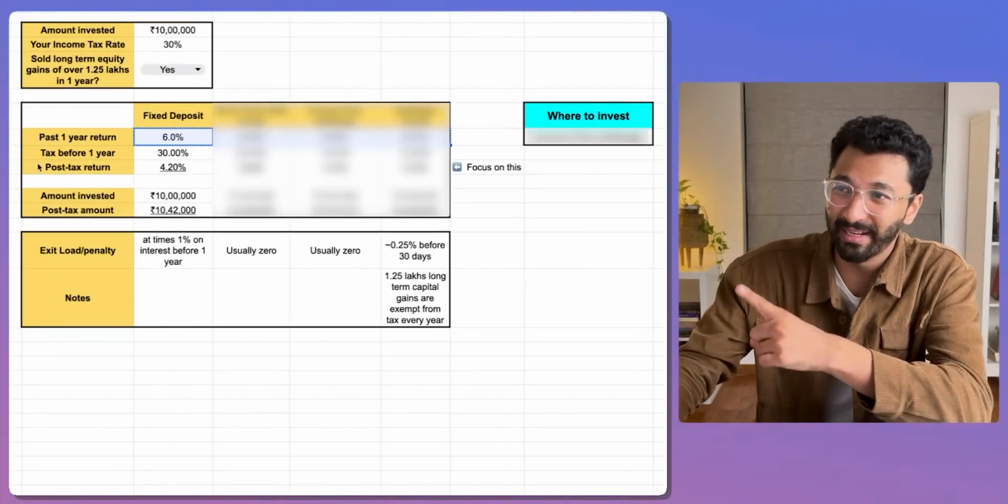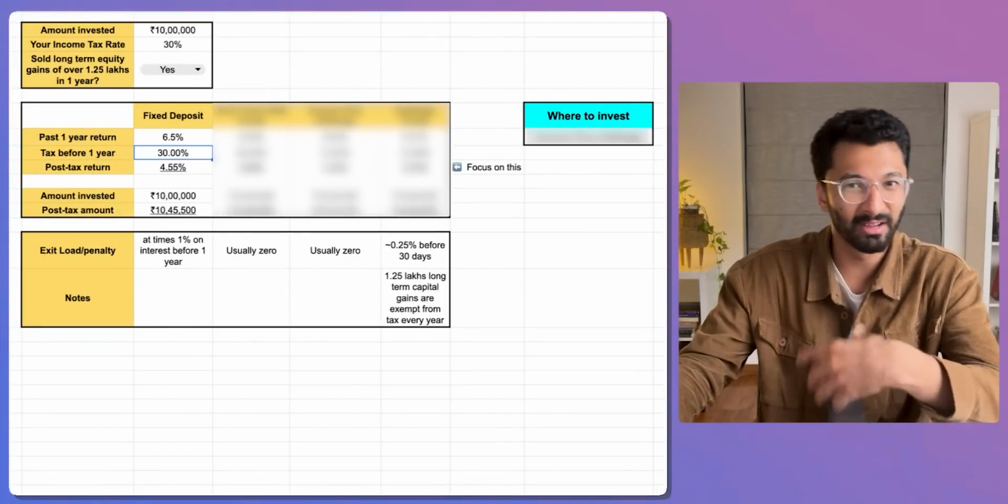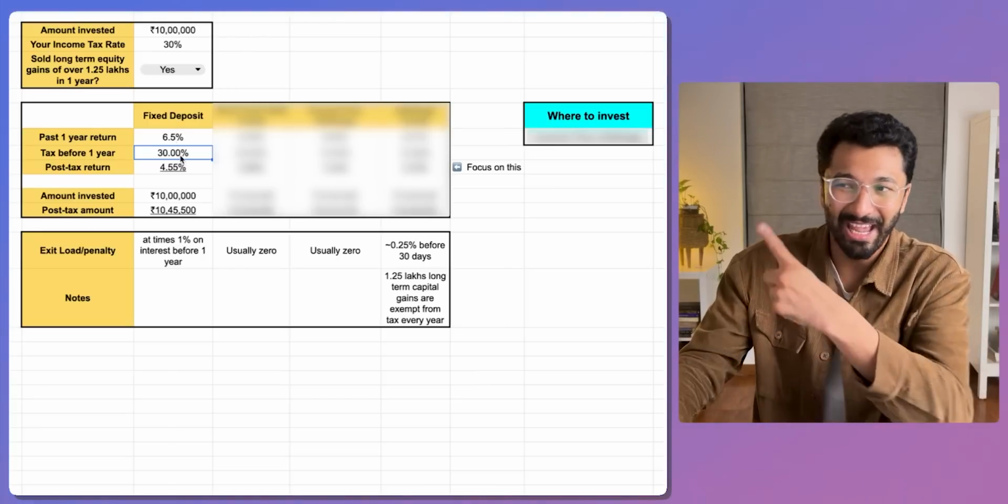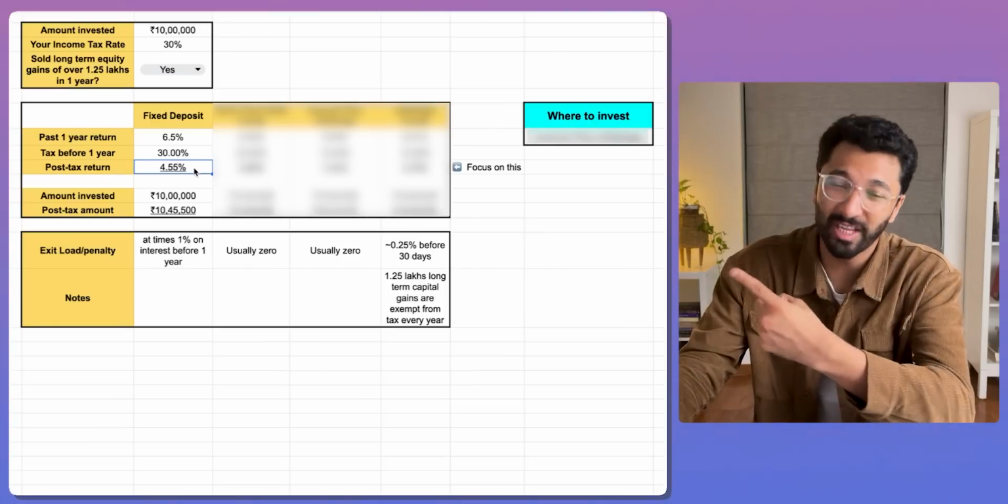Now, at the same time, you could also start a recurring deposit, an RD, so you can save this amount every month. But there are 2 big issues with FDs and RDs. Firstly, the entire FD or RD interest is taxed as per your income tax slab. So if you're in the 30% tax bracket, let's assume you're getting 6.5% returns and interest on your FD, your post-tax return is only 4.55%.